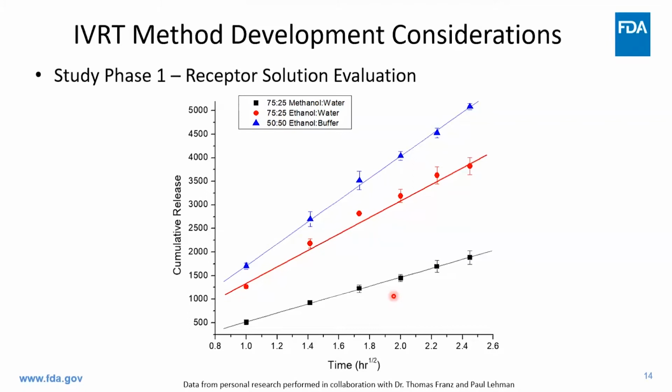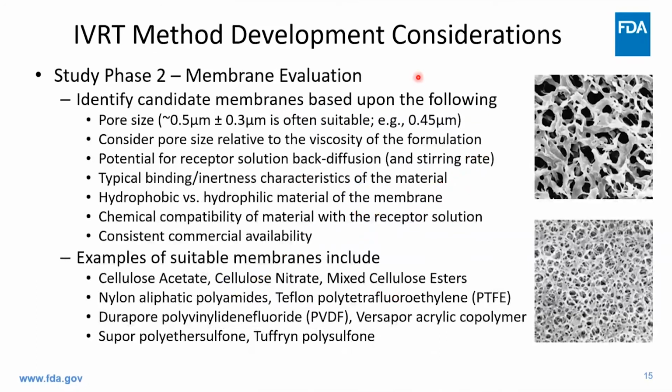The next phase is the membrane evaluation. Part of the reason that I recommend doing the receptor solution first is because all of this involves analysis of your samples. If you can lock down your receptor solution first, you know what your matrix is, and you can really start to fine-tune your HPLC analytical method, even for this next phase of membrane evaluation. So you'll use the one receptor solution that you selected from the previous phase, move that forward, and now evaluate multiple membranes.